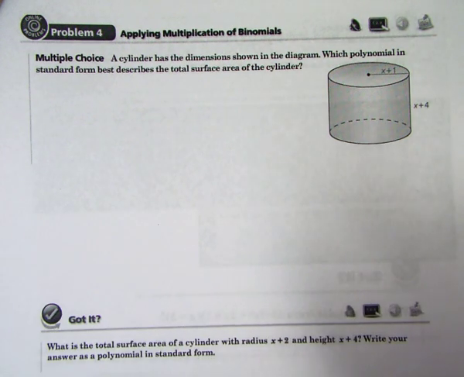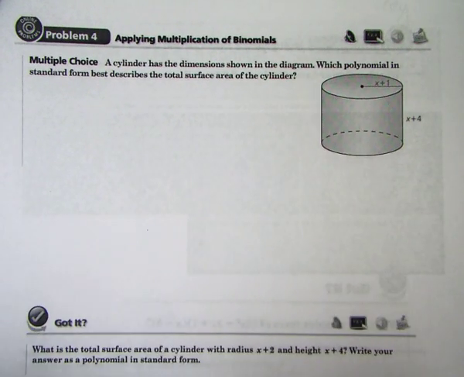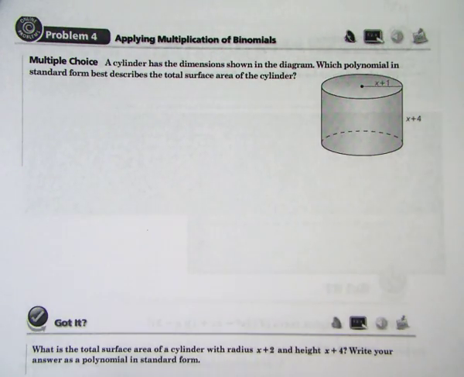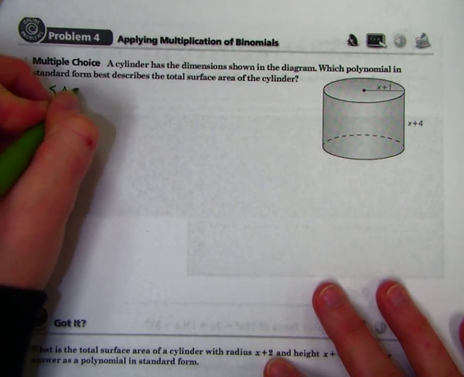Problem 4, don't get thrown off by the difficulty of it. Let's just take it step by step. A cylinder has the dimensions as shown in the diagram. Which polynomial in standard form best describes the total surface area of the cylinder? Well, in order to do this problem, you have to know what the surface area of a cylinder is.